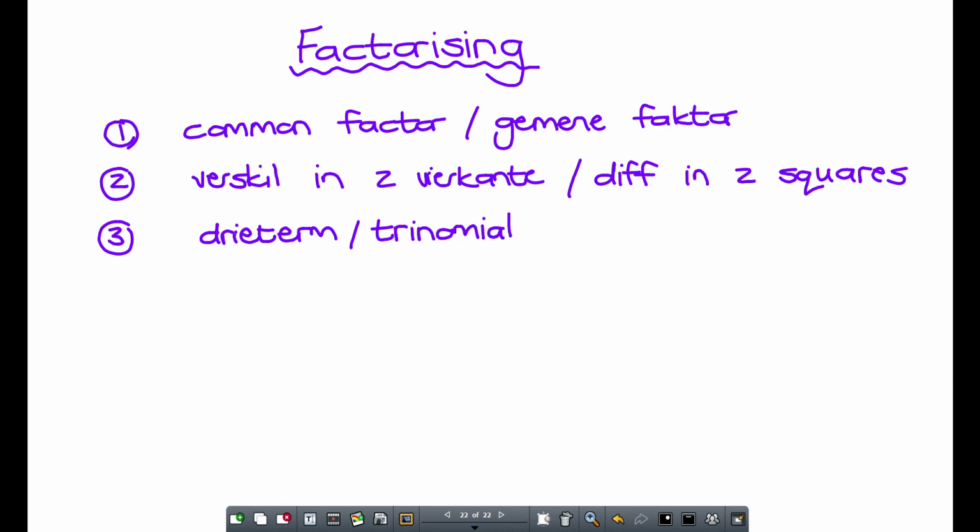Okay, now what I want you guys to do is keep at least, because we're going to do grouping. Hou my so 3 lyntjies nog oop onder daai, né? Want as we go along, I'm going to make you fill in the next type of factorizing as well. So keep open 3 lines underneath that. So what I want to do for today is just quickly look at common factor and difference in two squares again. Okay, daar is die twee maklikes eintlik.